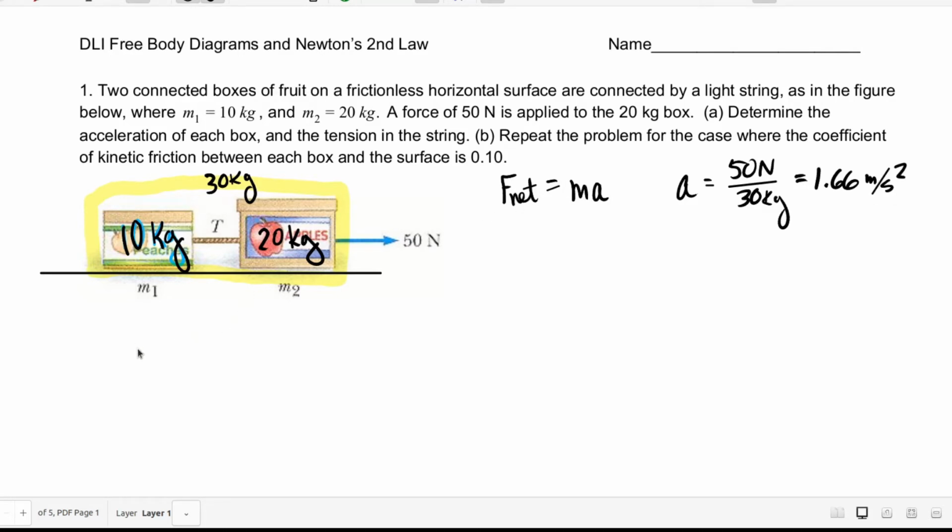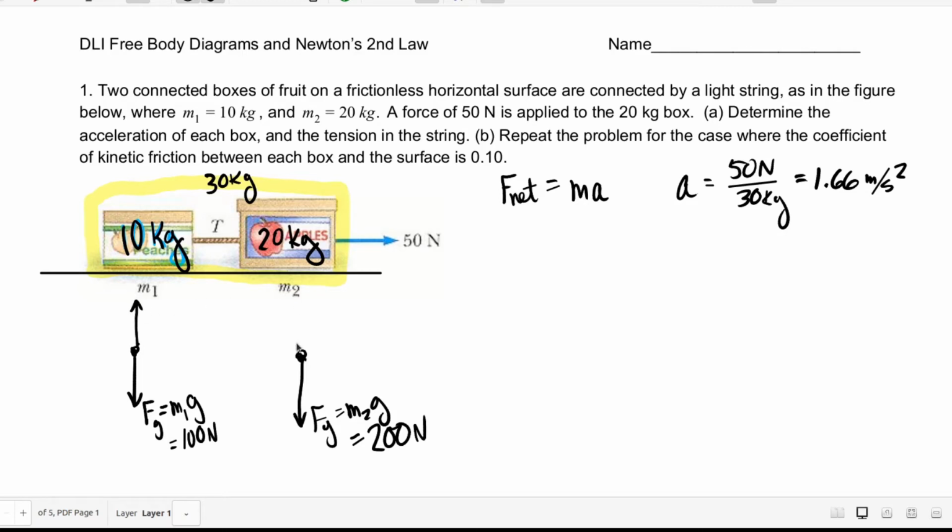Going into more detail, we can draw our free body diagrams for each mass. I know that pulling down on M1 is the force of gravity, which is equal to M1g. In this case, that's 10 kilograms times 10 meters per second squared, 100 newtons. Similarly, the force of gravity downward on box 2 is M2g, which here, since it's twice as massive, it has twice the weight, 200 newtons.